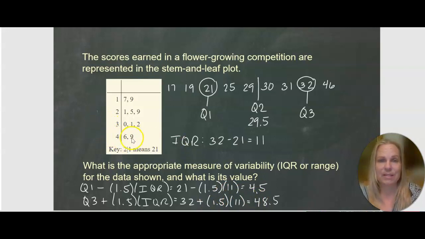So now I need to look at my data set. Oh, you know what? My data set's missing the last number. 49's not up there. Okay, so now I need to see if I have anything smaller than 4.5 or greater than 48.5, and I do. Here it is. That's why I was double checking. 49. So because I have an outlier, the more appropriate measure for variability in this problem is going to be the IQR. And that's it.